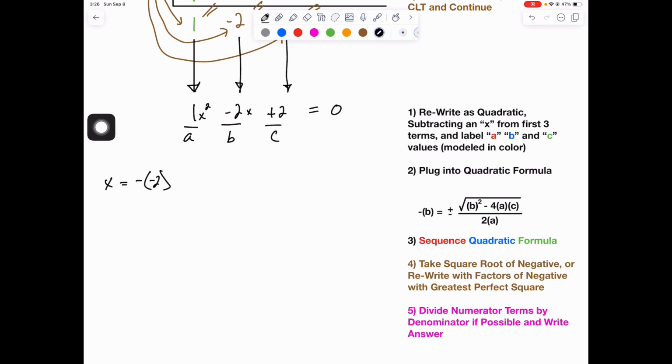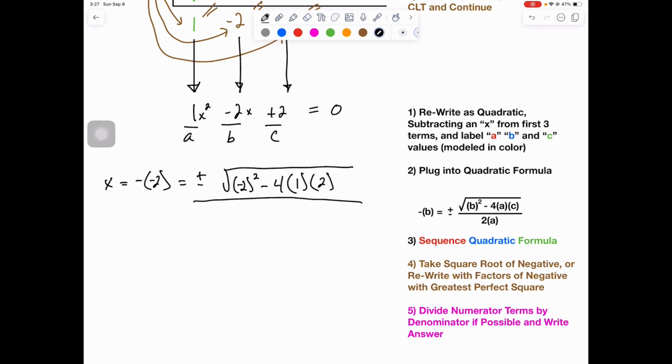All right. Equals, and we'll bring down our plus minus. I'll open up our radical here. And then our b value is -2. We'll square it. All right, -4, writing it as so. Our a value is, great job, it's just simply a 1, times your c value, which is 2. And then we will set that over 2 times a. So 2 times 1.